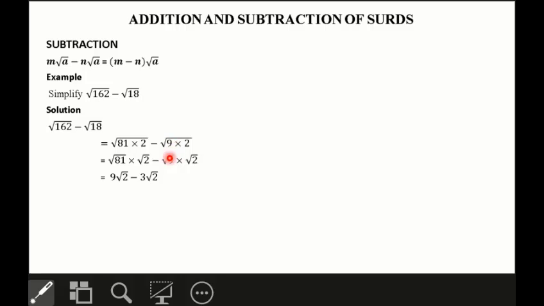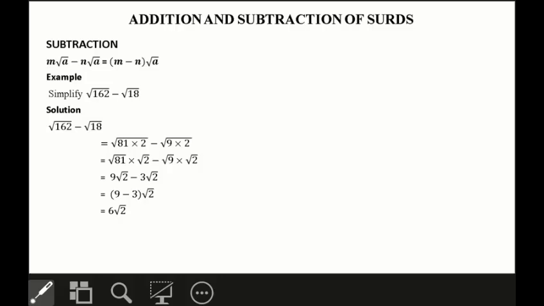Then root of 9 will give us 3. 3 times root 2 will give us 3 root 2 as shown over here. Then since the two surds are alike, we consider the coefficients by finding the difference in the coefficients, which is going to give us 9 minus 3 in one bracket times the root of 2, which is what they said. So 9 minus 3, when we simplify, that one will give us 6 root 2.